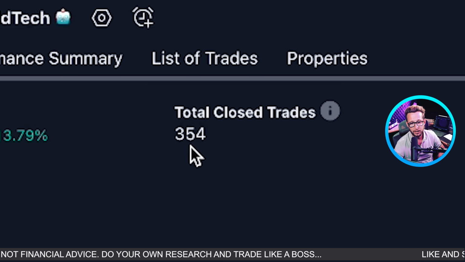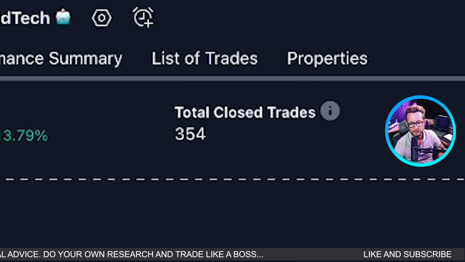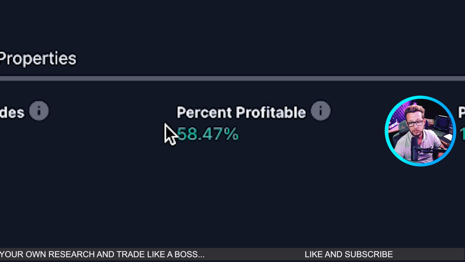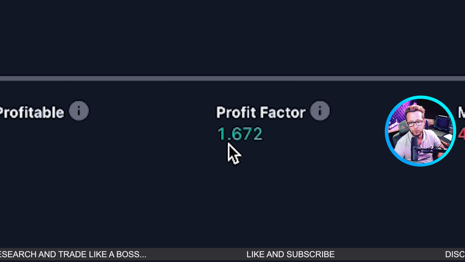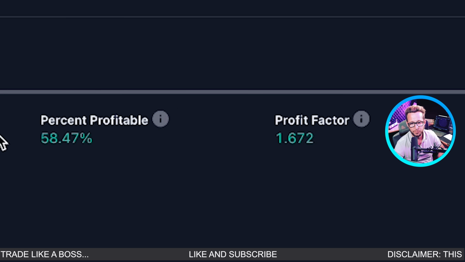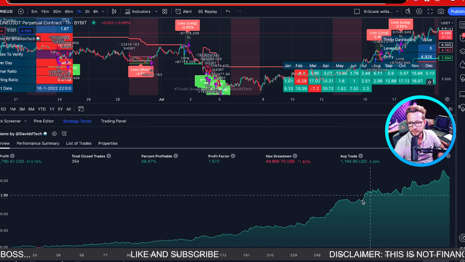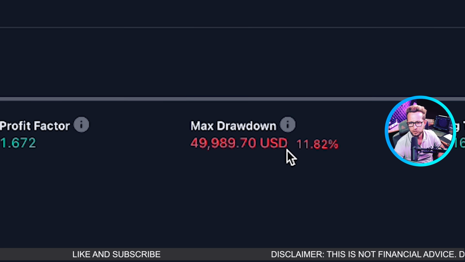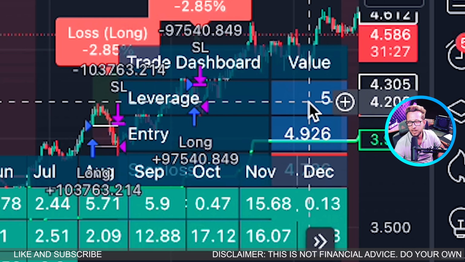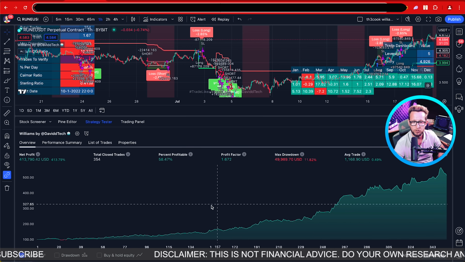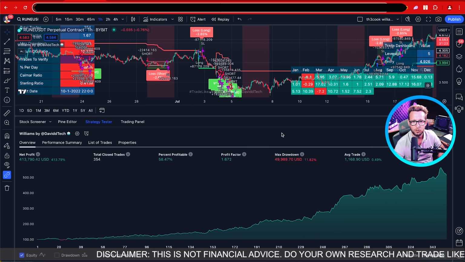We have 354 closed trades, a win rate of 58%, which is an amazing win rate. We have a 1.6 profit factor. Compare that to the win rate, and you can see why this is building such a good equity curve. The max drawdown is only 11%. We are on 5x leverage, so yeah, looking brilliant on Rune USDT on the 1 hour too.